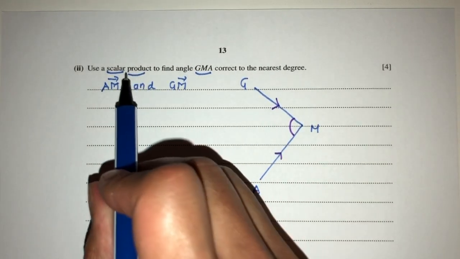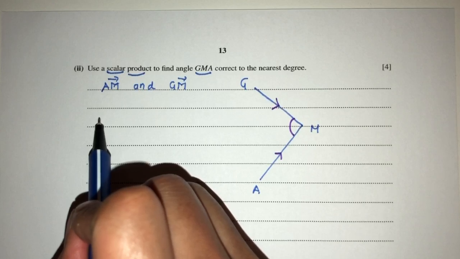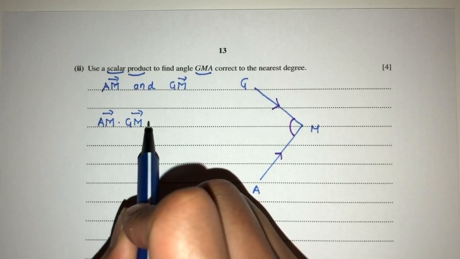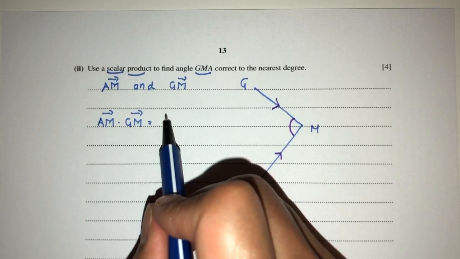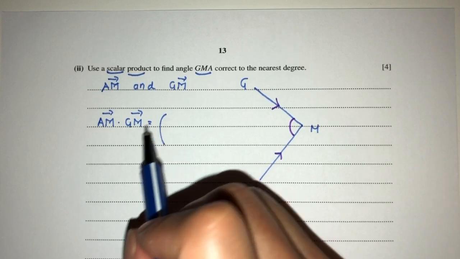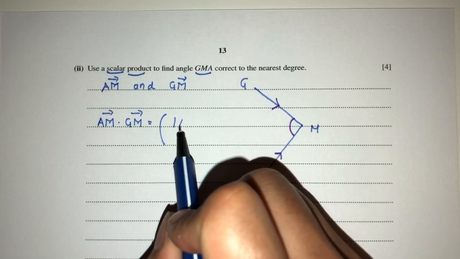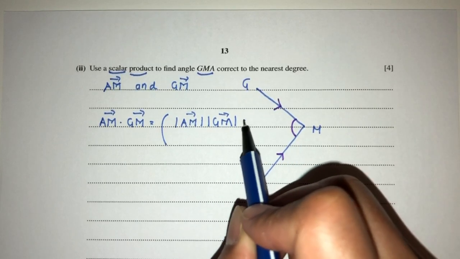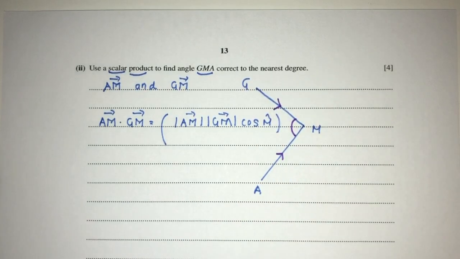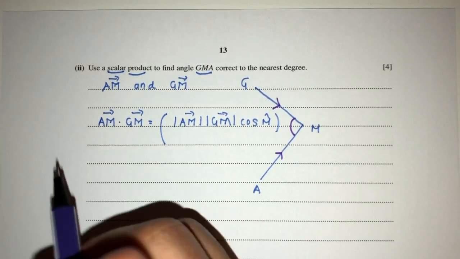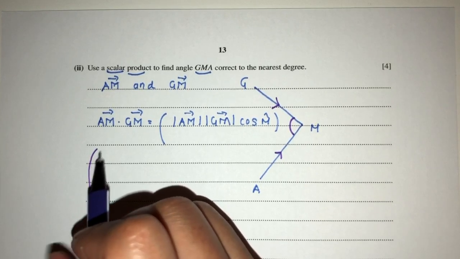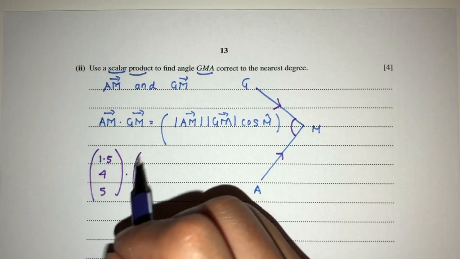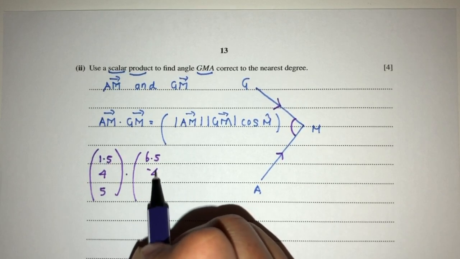For example, the formula for scalar product will be what? You can just do AM multiplied by GM is equal to the length of those two. So basically, the magnitude of AM multiplied by the magnitude of GM, and then multiplied by cos of the angle in between. That's the formula we have to use. Now replace: AM is given to you by 1.5, 4 and 5 from part 1, and GM, same thing from part 1, was given to you by 6.5, minus 4 and minus 5.